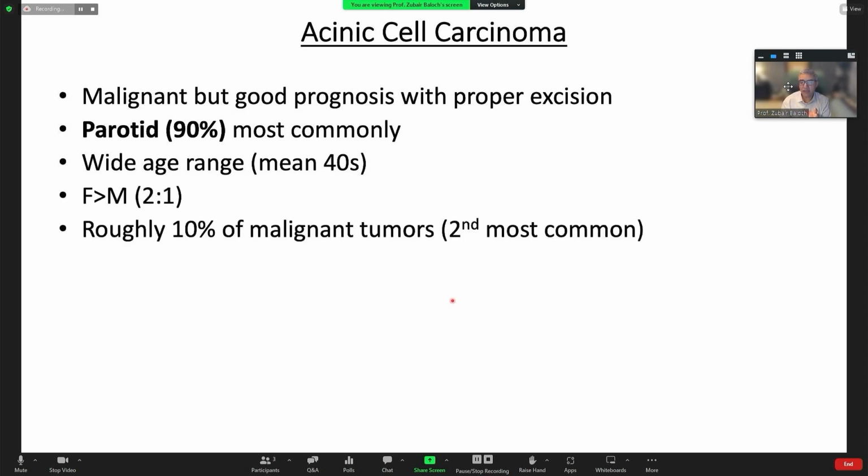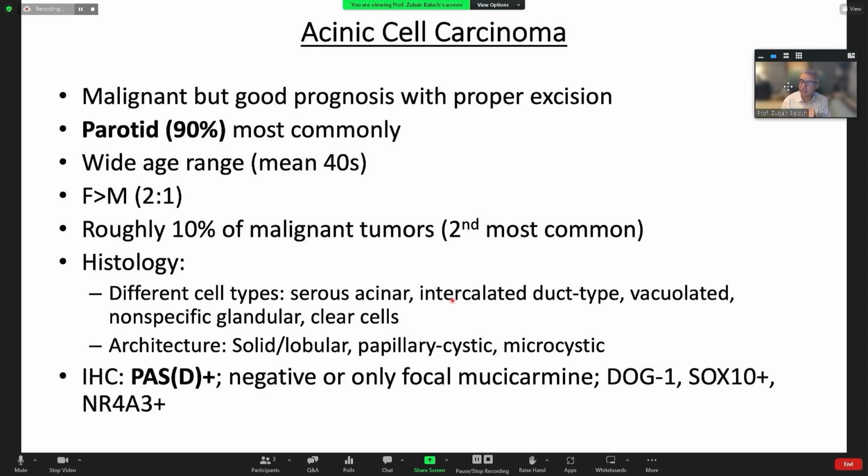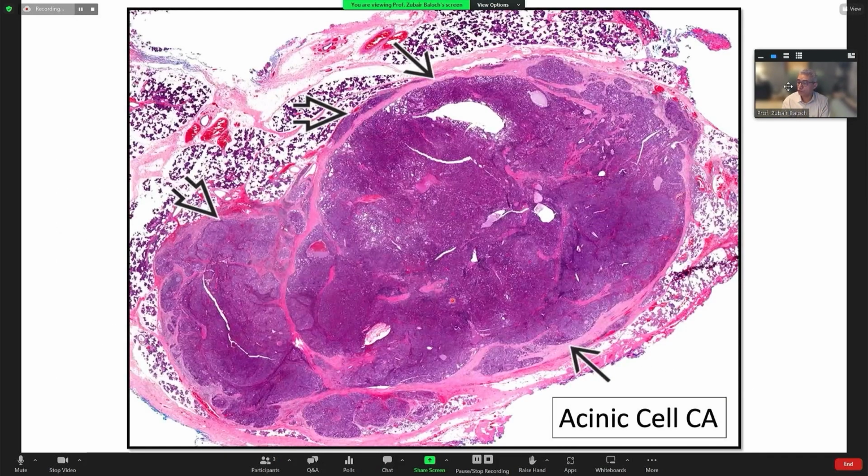It's very common in parotid, more common in women, and it can have different subtypes. And that's what I think makes this diagnosis very difficult. But now these tumors have a specific translocation, which is NR4A3, and there's an antibody available, which is called NOR1. And if you have a cell block, you can always do that in cases which are difficult.